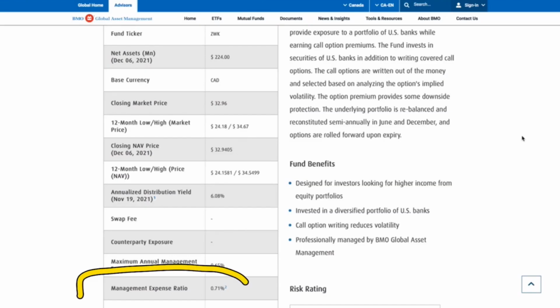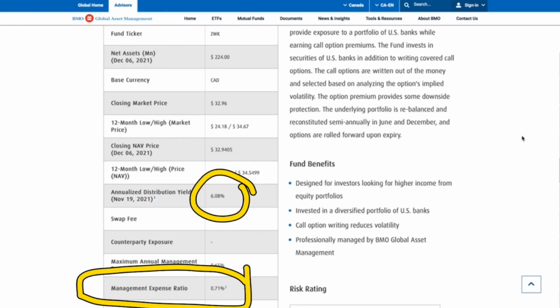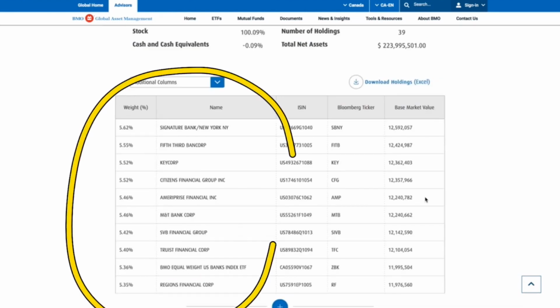And we can see from the actual website itself, it's a 0.71% management fee with a 6.08% dividend, or yield, I should say. Its biggest holdings are these banks. Again, American banks. Citizens is a pretty popular bank, and same with Ameriprise. These are all big banks.